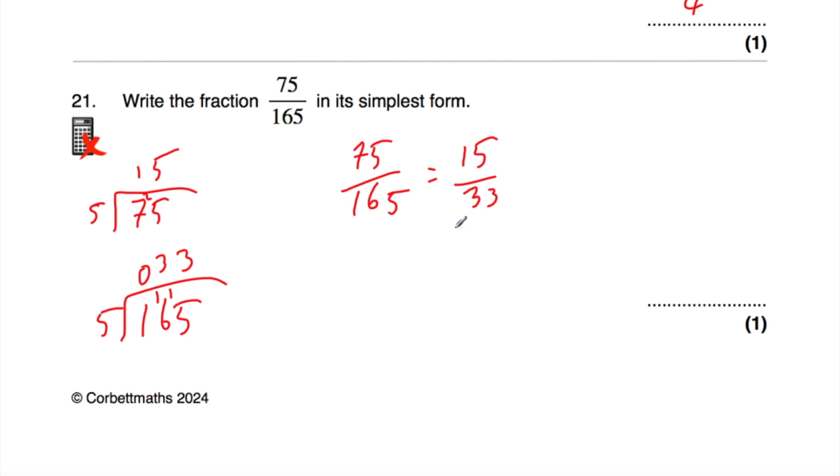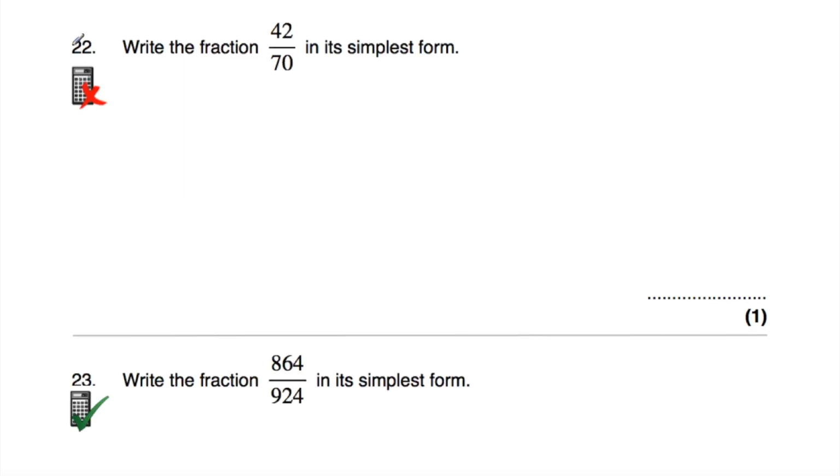Now, both of these numbers are divisible by 3. They're both in the 3 times tables. 15 divided by 3 is 5. And 33 divided by 3 is 11. So it'll be 5 11ths. And that's it. So we've been asked to cancel down the fraction 75 over 165. The answer would be 5 11ths. And that's it. Okay, let's have a look at our next question, question number 22.